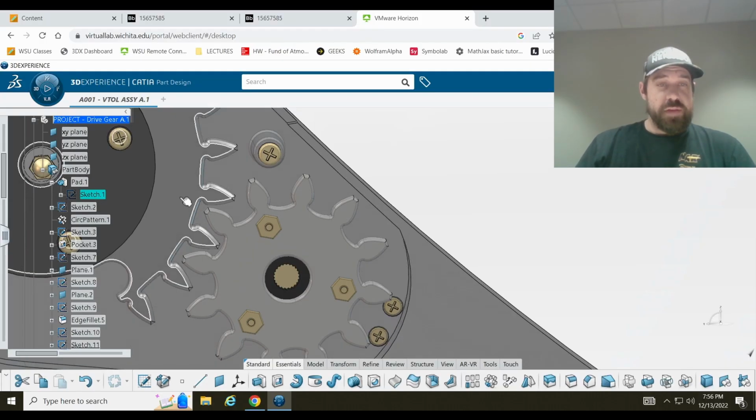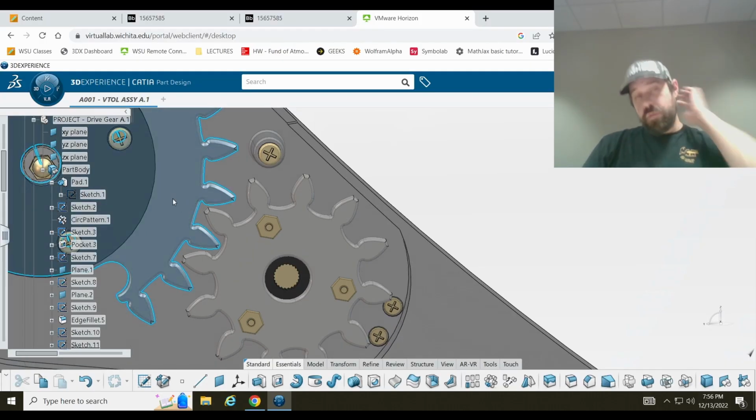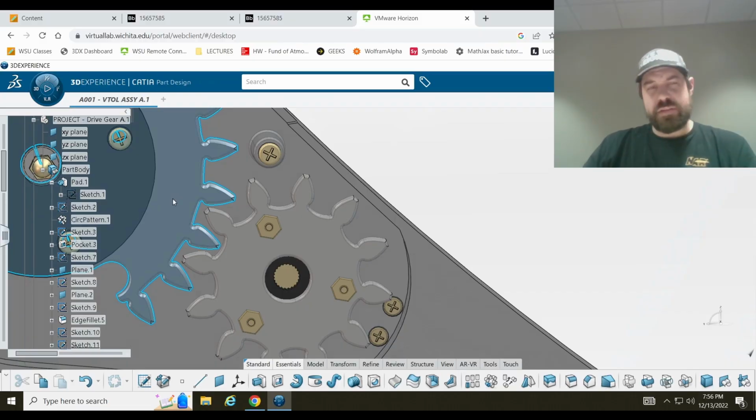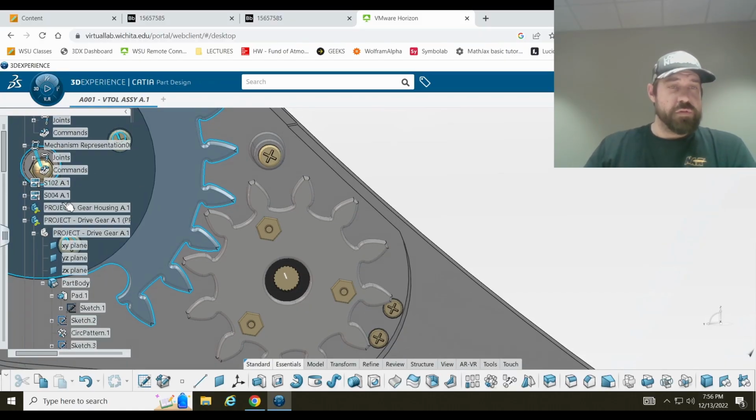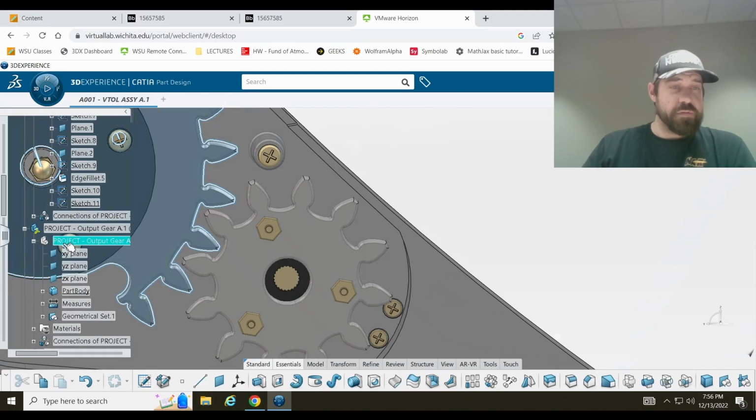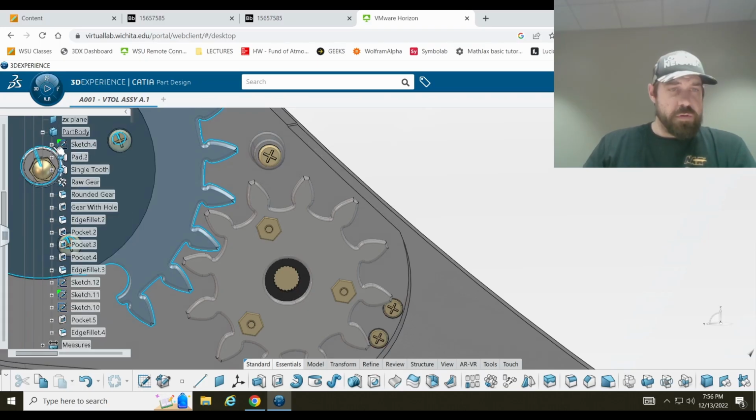Similar things were done to get the output gear. This gear only needed, I think, 11 teeth, and that's because it was not going to have to rotate the entire 360 degrees. This is only going to have to rotate about 120. So let's bring up the sketch for that one.